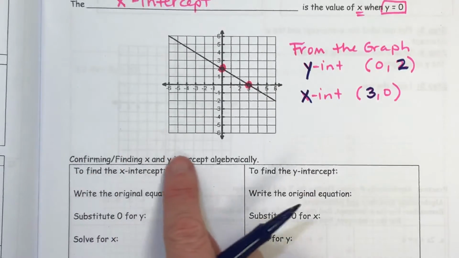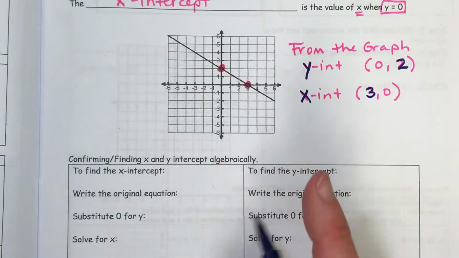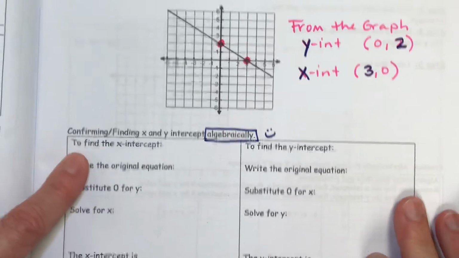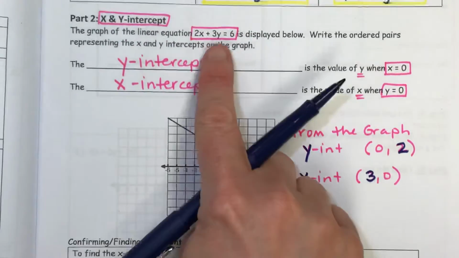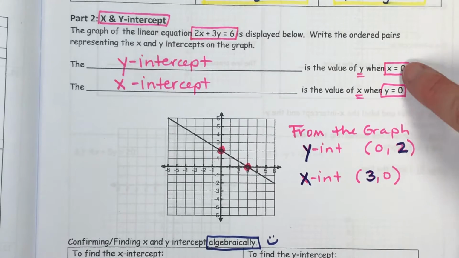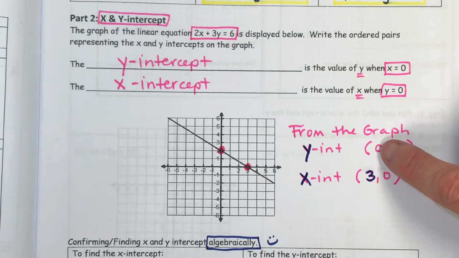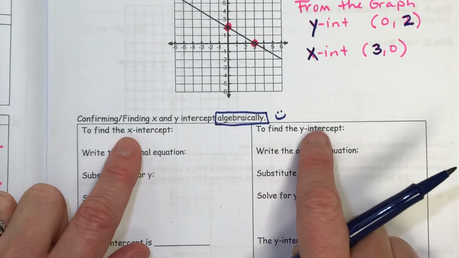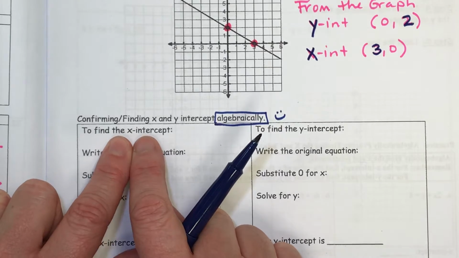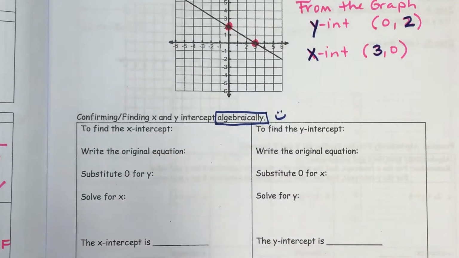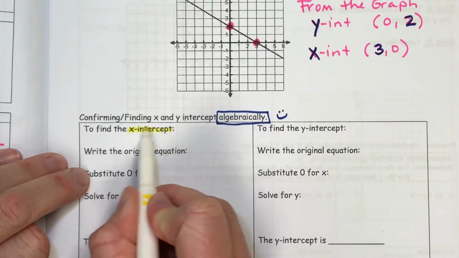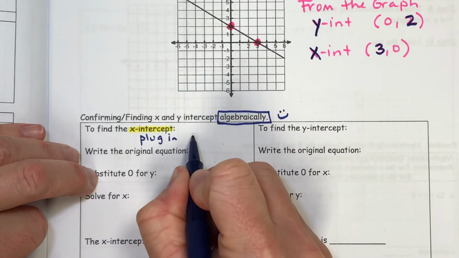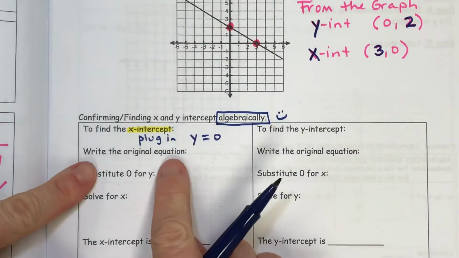Now confirming and finding x and y intercepts algebraically. So now with our algebra skills. So to find the x-intercept, if you didn't have the graph, what we're going to do is use this concept here that when you're finding the y-intercept, the x value is 0. So if we're going to find your intercept, look at what intercept you're finding, and the other value is 0. So here, my first intercept we're going to find is the x-intercept, which means you're going to plug in 0 for your y.